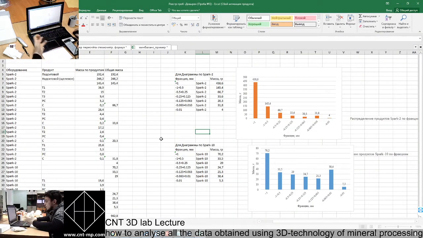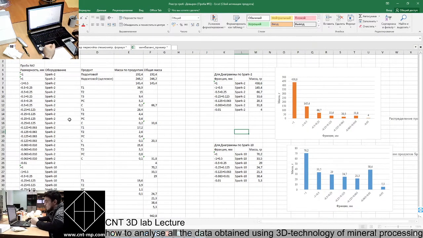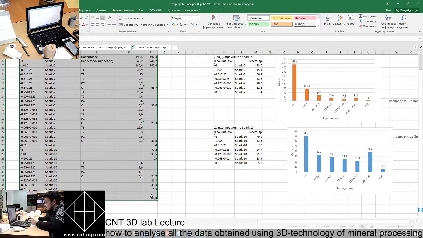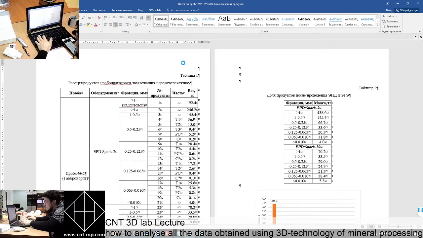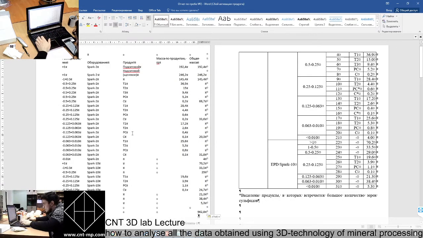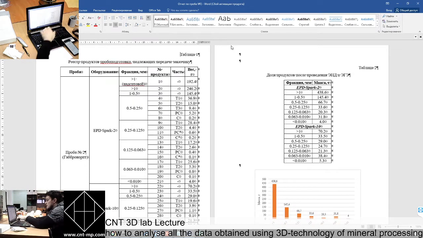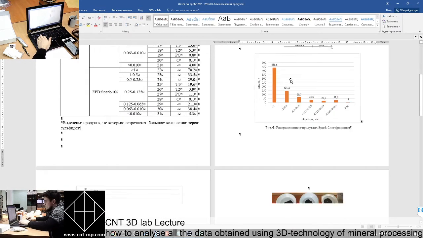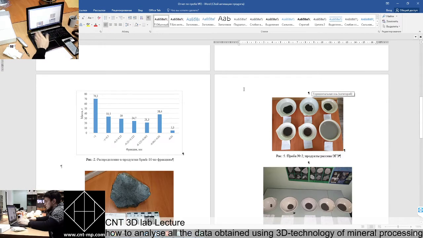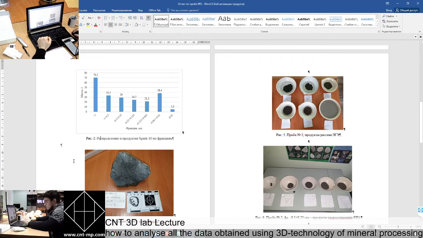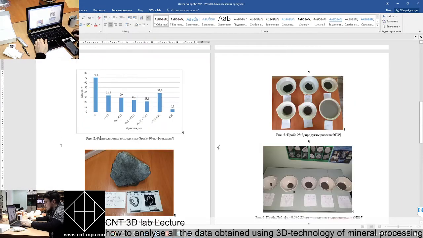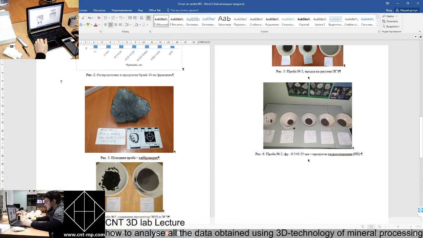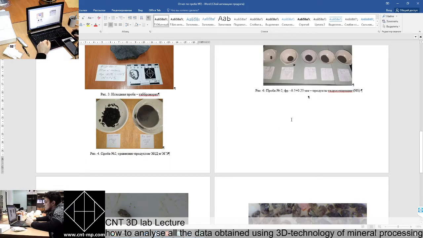And we cannot just copy this data and paste it in our report, as it would be non-informative at all. We always have to design our report. And after the report, we also show the source sample, the EPD Spark 2 and Spark 10 products, the wet sieving products, and HS or hydro separation products.